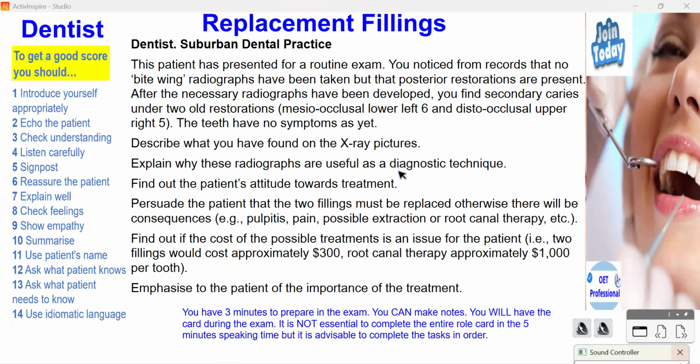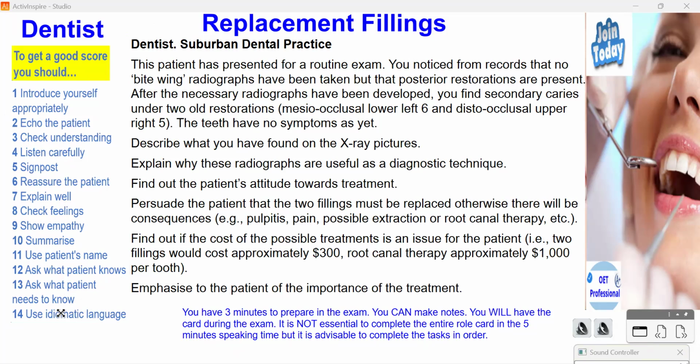To get a good score in the OET exam, you should: 1. Introduce yourself appropriately. 2. Echo the patient. 3. Check understanding. 4. Listen carefully. 5. Signpost. 6. Reassure the patient. 7. Explain well. 8. Check feelings. 9. Show empathy. 10. Summarize. 11. Use the patient's name. 12. Ask what the patient knows about their condition. 13. Ask what the patient needs to know going forward.